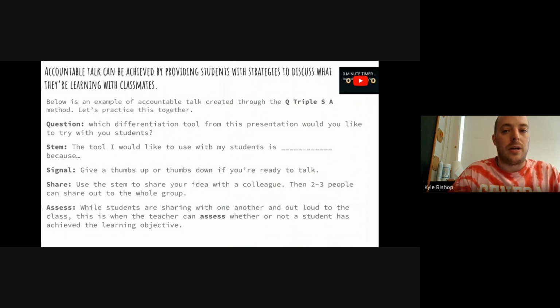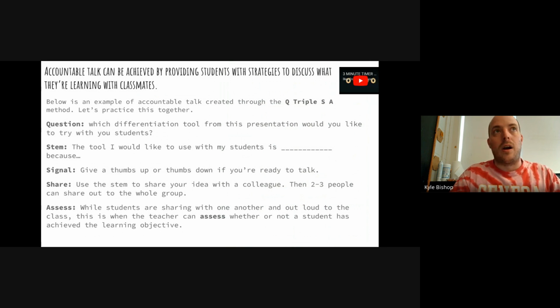And the strategy I have introduced here is the QSSA strategy, which is question, stem, signal, share, and assess. And I wanted to use what we learned from our professional development session to kind of drive this QSSA strategy with the staff. So they would be posed with a question: which differentiation tool from this presentation would you like to try with students? And then they would be provided with a sentence stem. The tool I would like to use with my students is blank because.